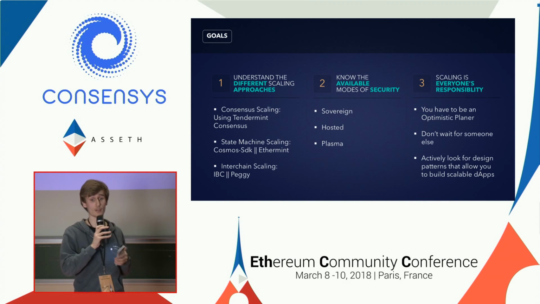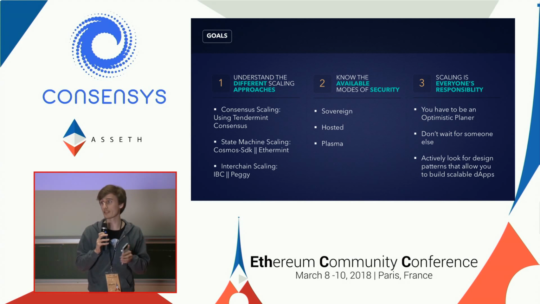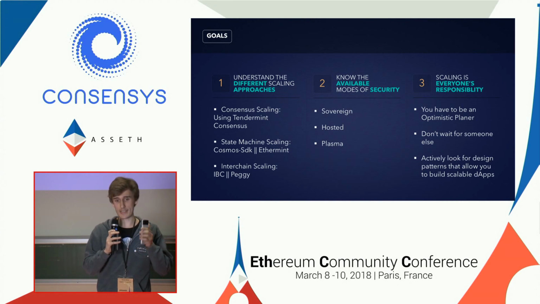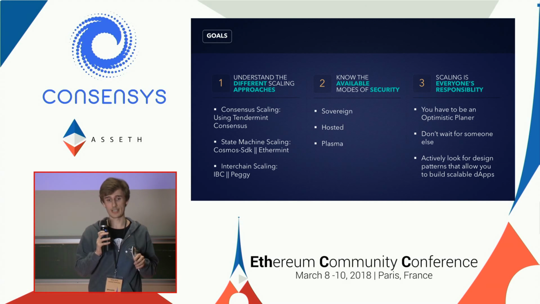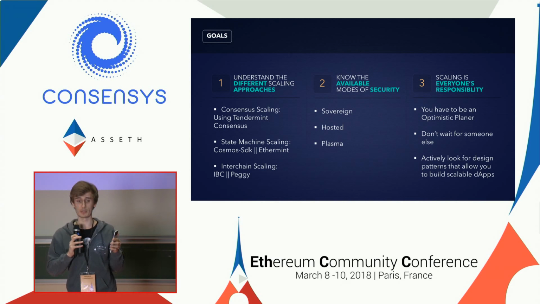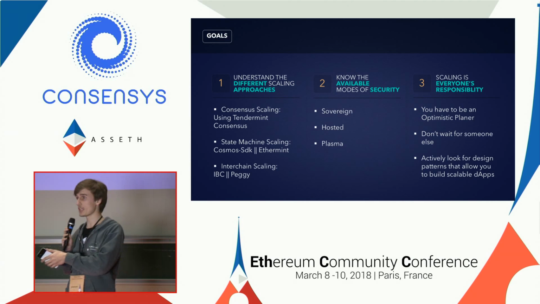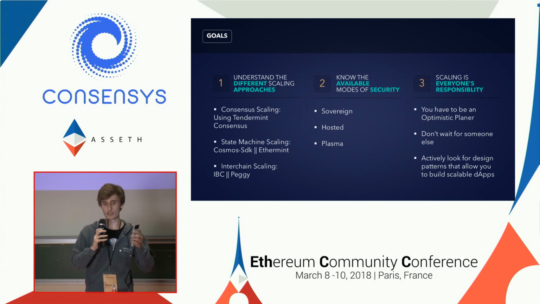So these are my three main goals for the talk. I know it's early in the morning. Some people might not have had their second coffee by now. So if you only take something away, only take away these three points: the different approaches to scalability. We can either scale at consensus, at the state machine level, or at the interchain level, and I'll go into much more detail on all of them.